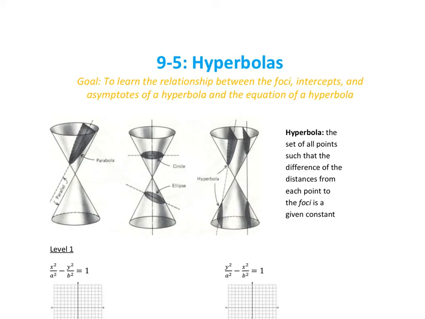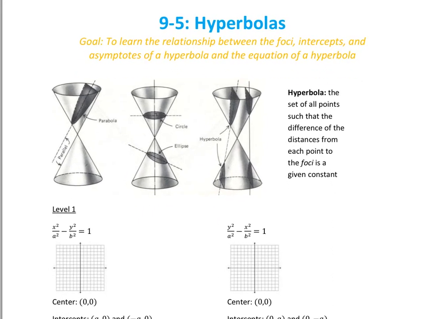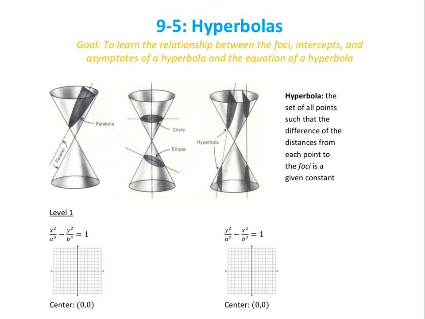Hey guys, so we've been talking about conic sections for quite a while now. The last conic that we're going to talk about is the hyperbola. It's kind of the weirdest one. It's almost like two parabolas facing away from each other, but it's not the exact same shape as a parabola. So just so you can get a quick review of what all the conics are.